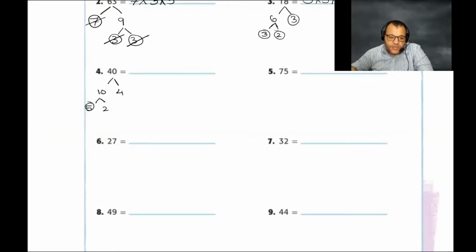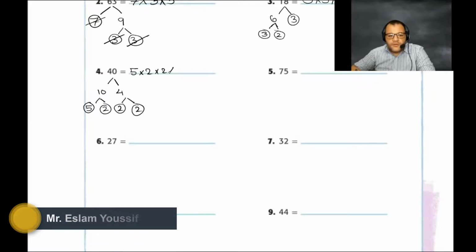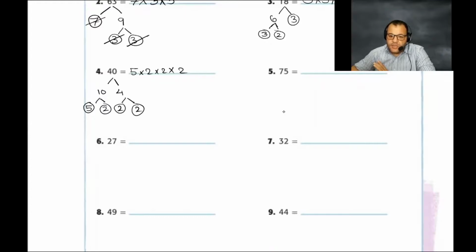Now I'm going to the next number, which is 2. 2 is also prime. So if you find any prime number, put it inside the circle. Okay, 4 is a prime or composite number? Composite, so make the tree. 2 multiplied by 2. If you find a composite number, continue the tree. So 2 is a prime. So what are the factors? 5 multiplied by 2 multiplied by 2 multiplied by 2. Perfect. Any problem now? I think that now it's easy.